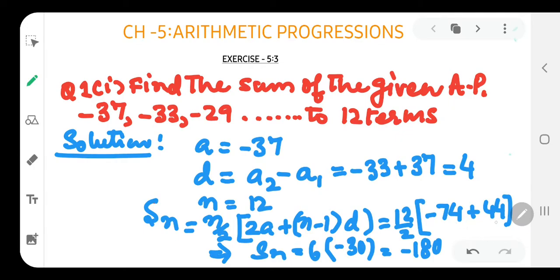d is 4 multiplied by n minus 1. n is 12. So when you subtract 1, it will be 11. Multiplied by 4, d is 4. So it will be 44. Now minus 74 plus 44 is minus 30. And outside you have 6. So when you multiply, you will get that Sn is equal to minus 180.